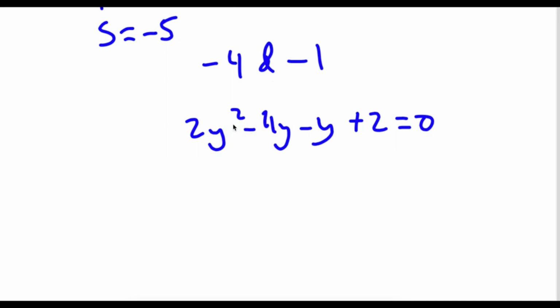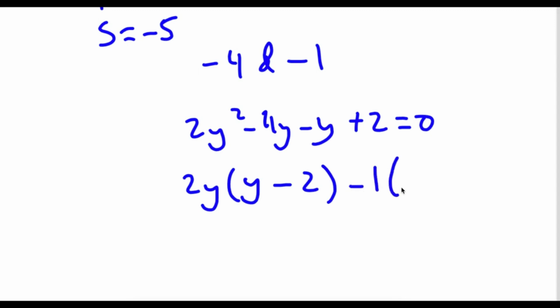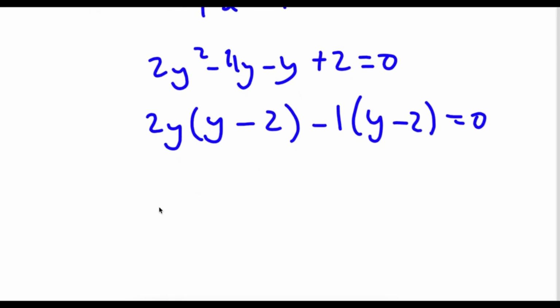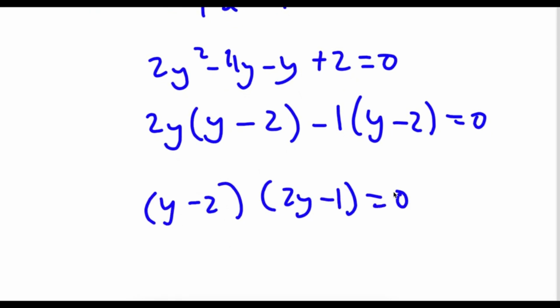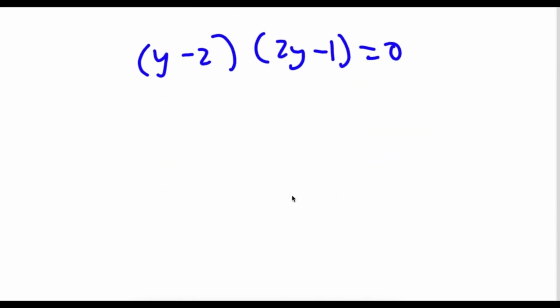So what is the greatest common factor of 2y squared and negative 4y? That's going to be 2y. So if I factor out 2y, I get 2y times, 2y squared divided by 2y is y, minus negative 4y divided by 2y is 2. And now from negative y plus 2, I can simply factor out negative 1. So I have negative 1 times y minus 2. This is equal to 0. Now if I factor out y minus 2 from this, I get y minus 2 times 2y minus 1. It is equal to 0.